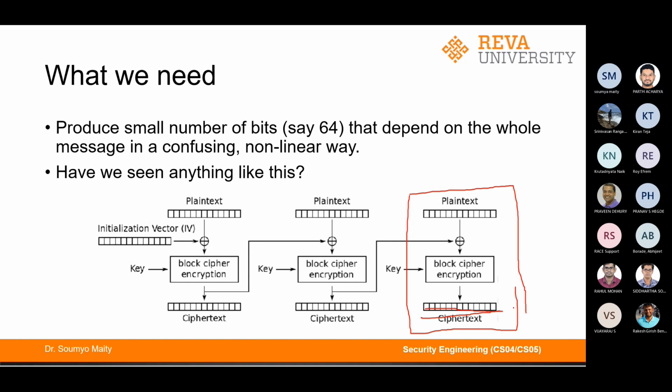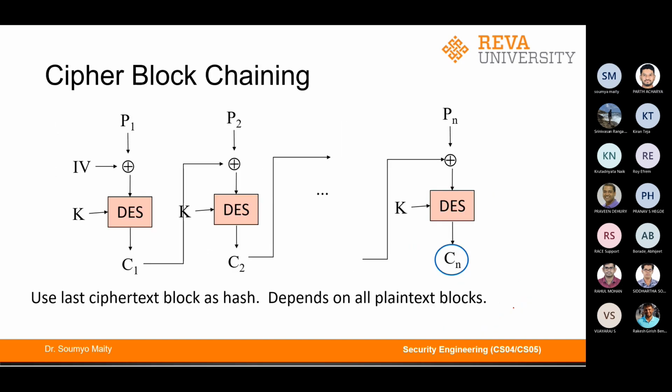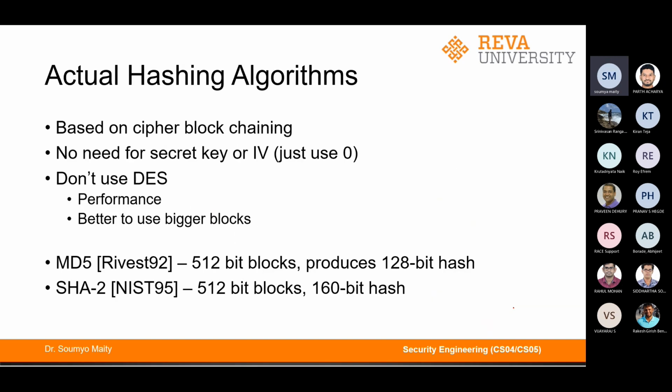Yeah. But it is very slow. It is not that fast. Correct. So with cipher block chaining, we can solve the problem, but it's still very slow. But yes, that is also used, like DES as a hash function, DES with 0 key. Yes, it is used.